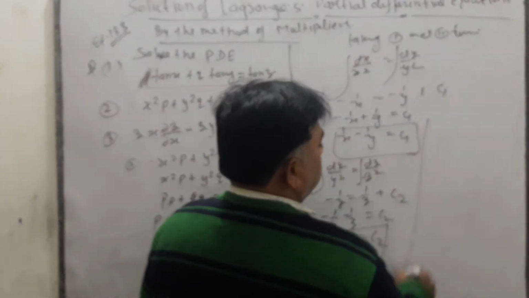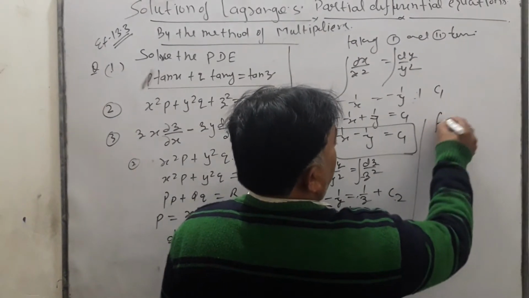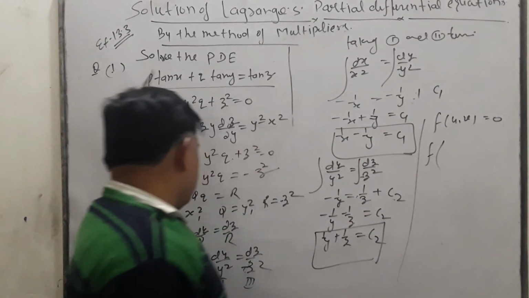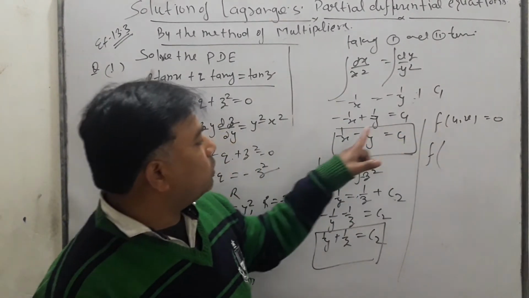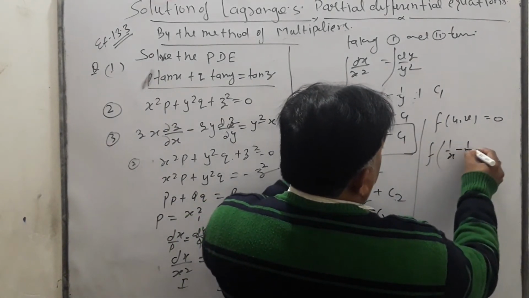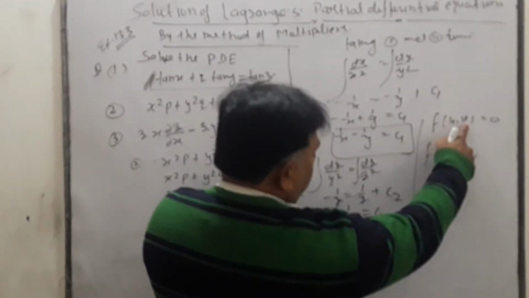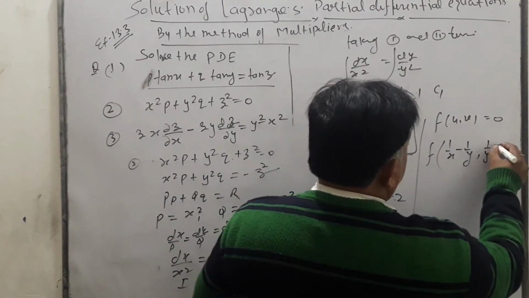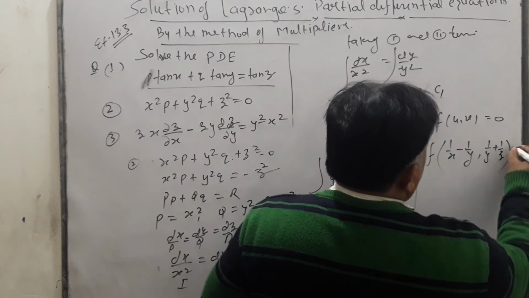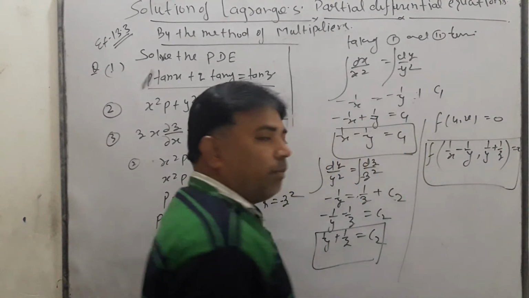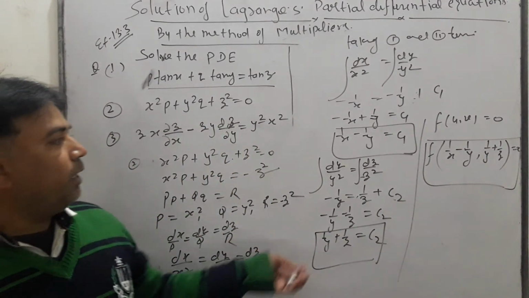Write down the solution of these equations: F(u, v) = 0, where u is the first solution of the partial differential equation, 1/x - 1/y, and v is the second solution of the partial differential equation, -1/y + 1/z. This is the complete solution of the partial differential equation. Please make a note.